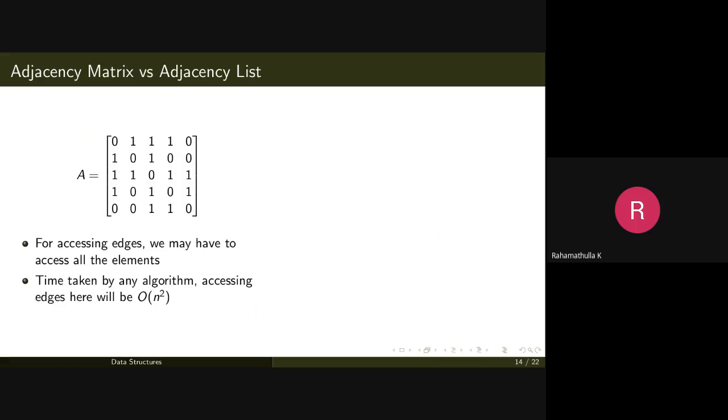Next, we'll do some analysis of the adjacency matrix and adjacency list representations. In the case of adjacency matrix representation, for accessing an edge, we may have to access all the elements in the matrix. For example, if you would like to find an edge between two vertices, we'll have to pass through all the entries in the matrix, which has n into n elements. So the time taken by any algorithm accessing the edges in a graph represented as an adjacency matrix is going to be order of n square.